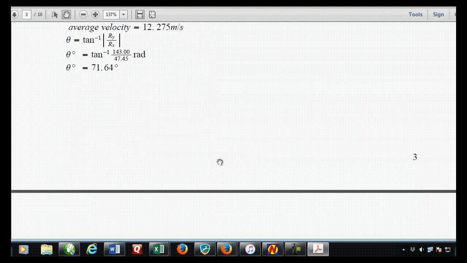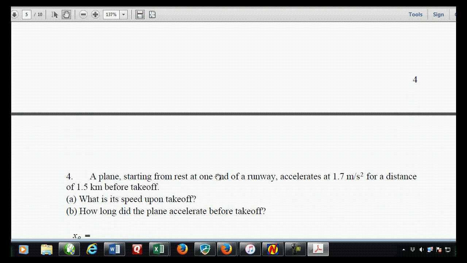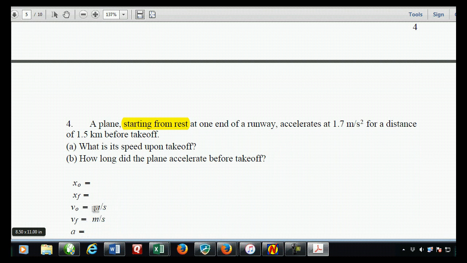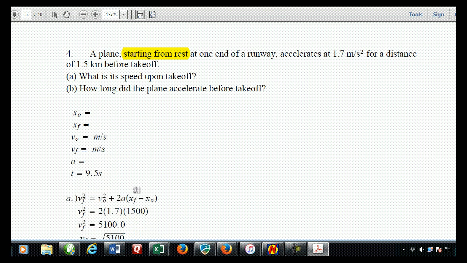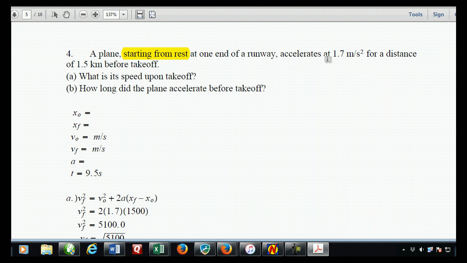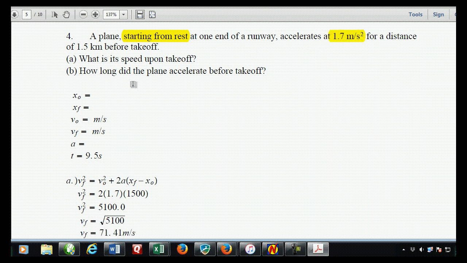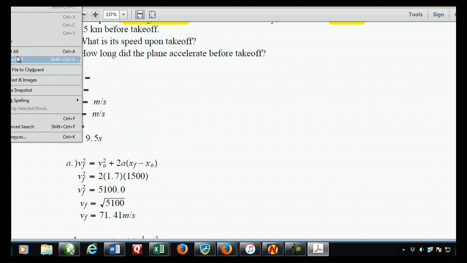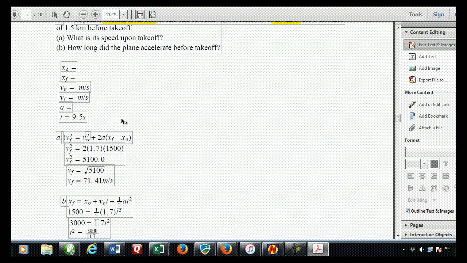Okay. Next problem says, let's find it. Number 4 says a plane starting from rest at one end of the runway. Starting from rest is crucial. X naught is what? 0. And my V naught is what? 0. So I should have been able to put those in right there. Okay, it accelerates at 1.7. That's my acceleration for a distance of 1.5 kilometers, which really makes that what? 1,500 meters, right?